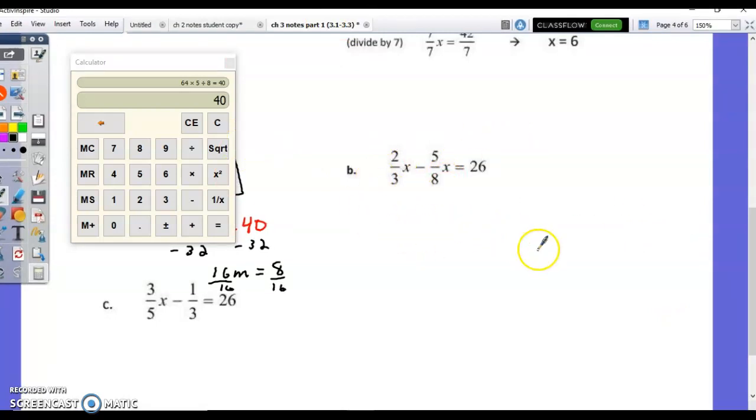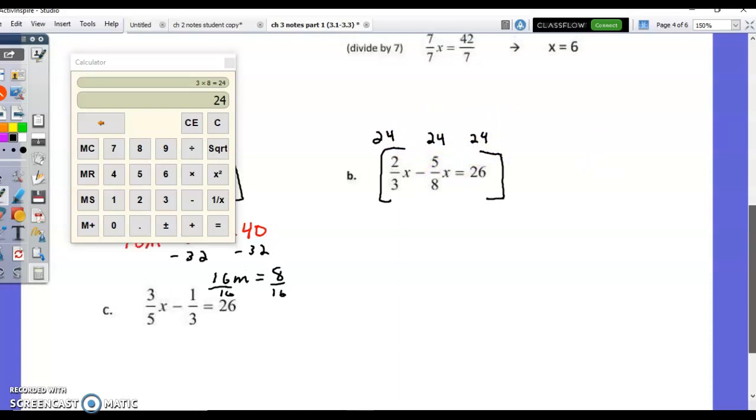Okay, over here, again, we want to clear the fraction. So we need to find a common denominator of 3 and 8. So I'm just going to do 3 times 8. That gives me 24. So I'm going to multiply every term in this problem by 24. So this one by 24, this one by 24, and this one by 24.